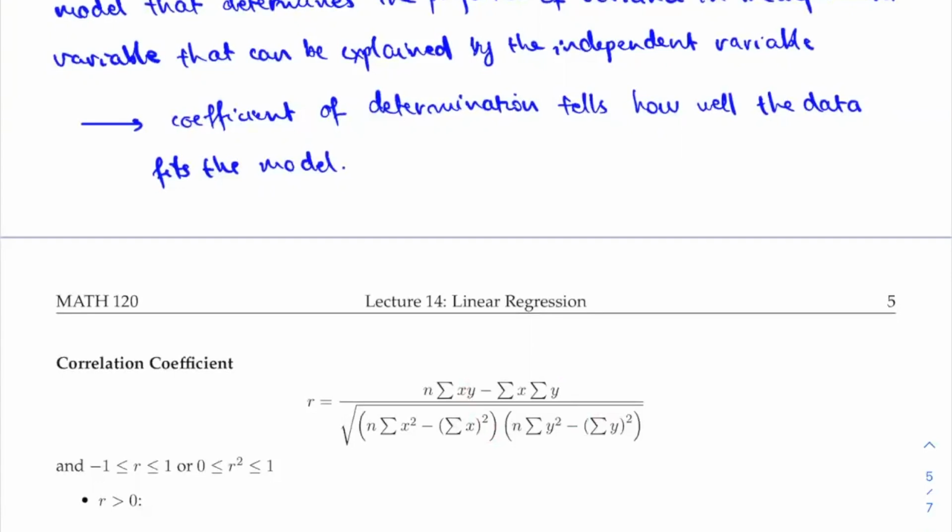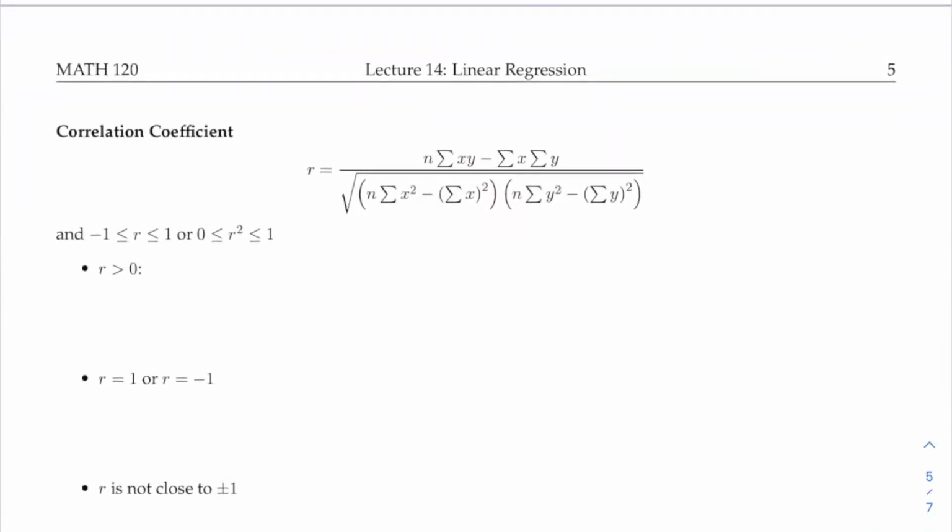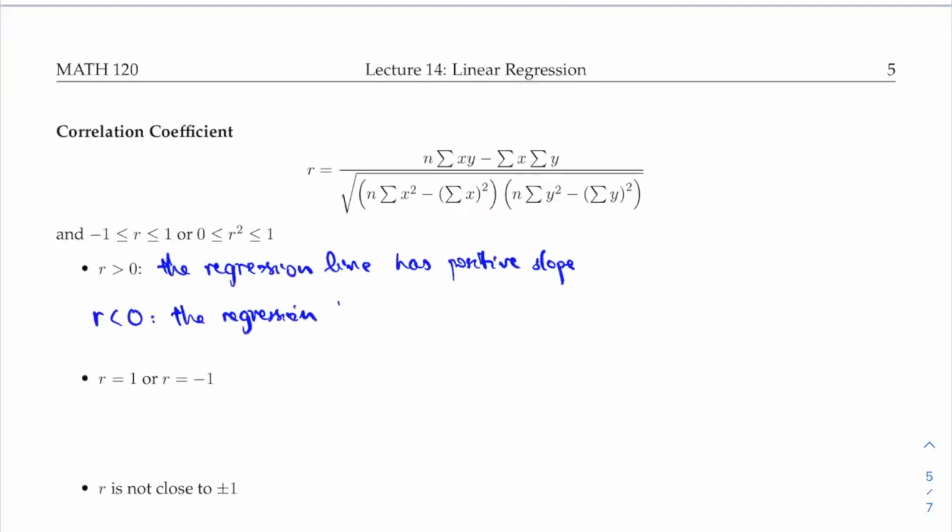There are certain explanations for R in this lecture. R can be a positive number, or R can be a negative number. Basically, R is between -1 and +1. When R is greater than 0, it is positive, and the regression line has a positive slope. When R is less than 0, the regression line has a negative slope.